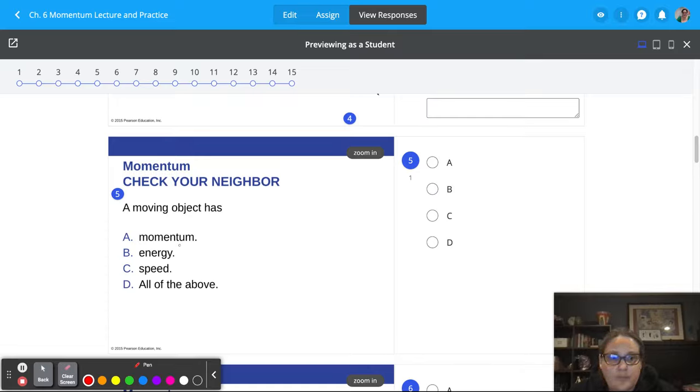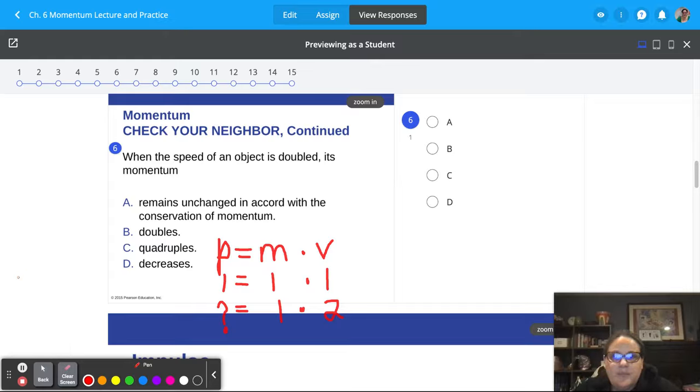Speed. Using the word velocity and speed interchangeably at this moment, for an object to have momentum, it must have a speed that is not zero. So any moving object definitely has speed and momentum. Since we don't have a choice to choose A and C, that makes our answer D, all of the above, which means that any moving object must also have energy. We could determine that from this question.